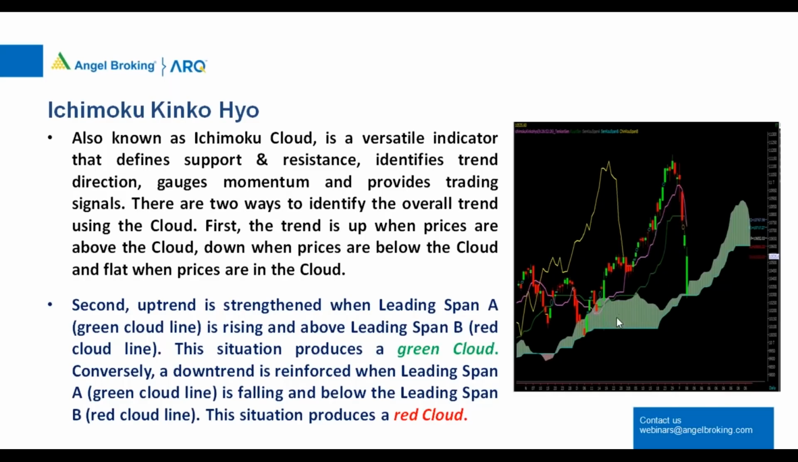There are two ways to identify the overall trend using the cloud. The trend is up when the prices are above the cloud, down when the prices are below the cloud, and flat when the prices are in the cloud. You can see here that this cloud, by default, I'm using its green color, so that means the overall trend is up. And this is red color, it means the trend is down. So you have to be slightly cautious here.